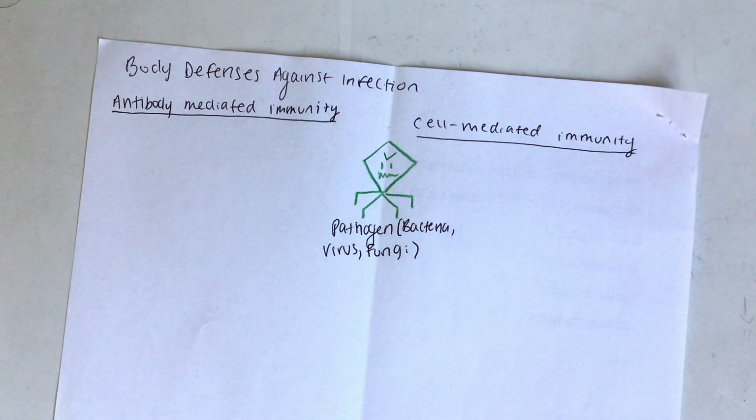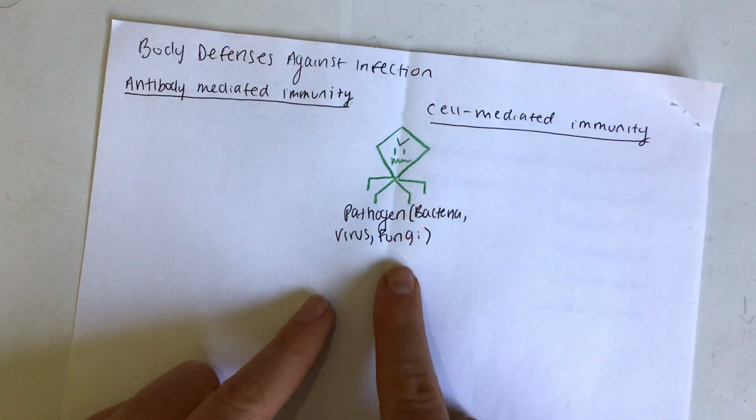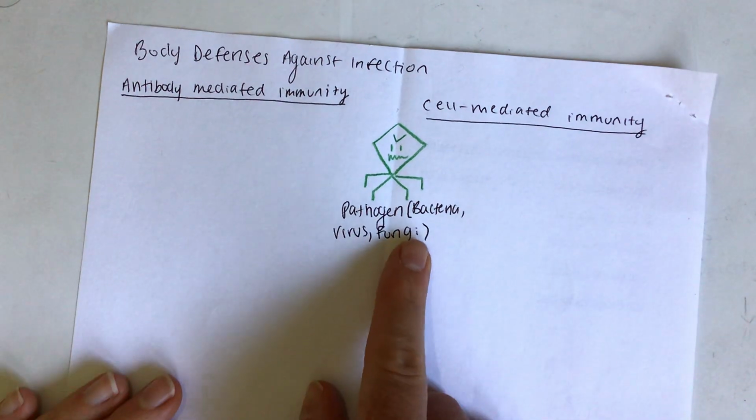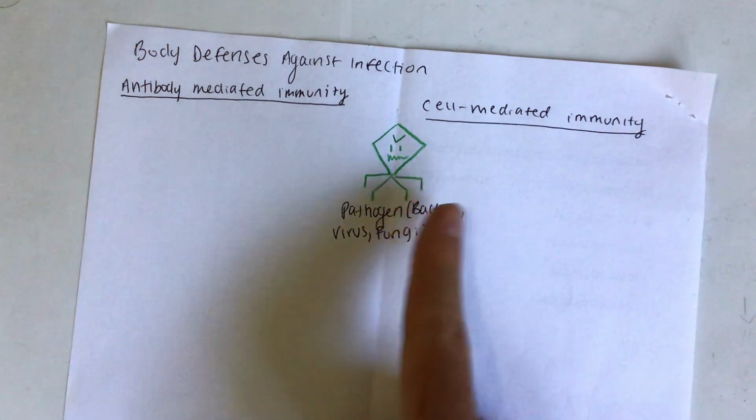So usually your non-specific defenses can fight these guys off. The hairs in your nose will push them away. The mucus in your trachea will push them away. You have your skin keeping them out. But let's say you got a cut or a splinter and all of a sudden this guy is inside your body, and probably lots of its friends too.